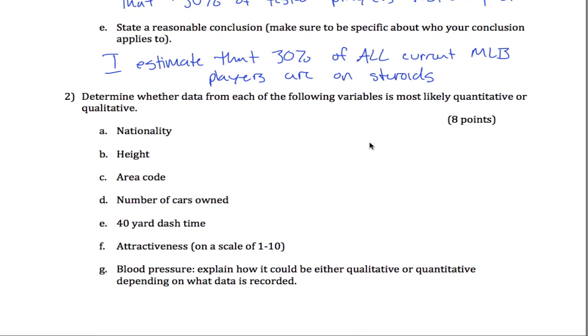Determine whether data from each of the following variables is most likely quantitative. So quantitative, you're thinking numbers. Maybe I'll say think numbers with a mean and average, I think is the word we were using. That makes sense.